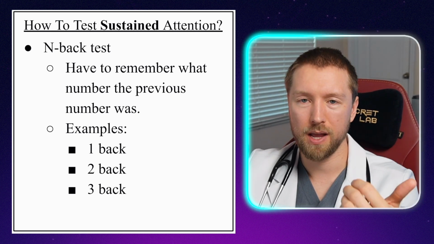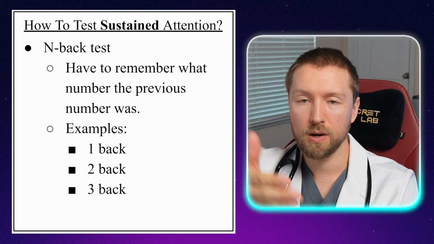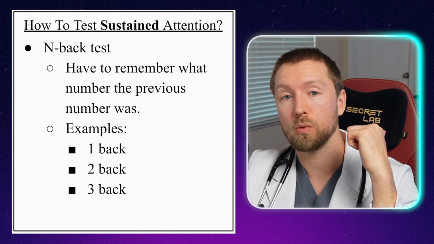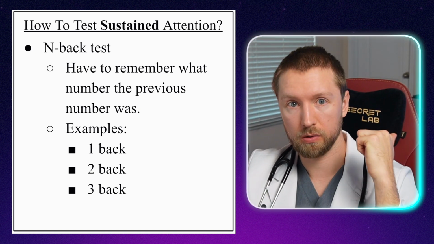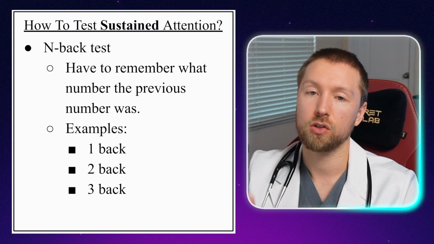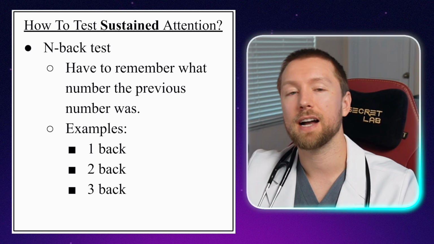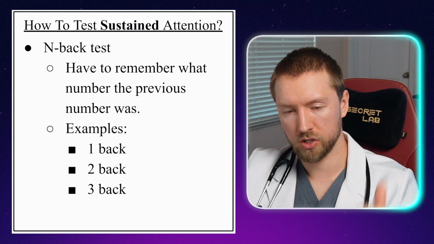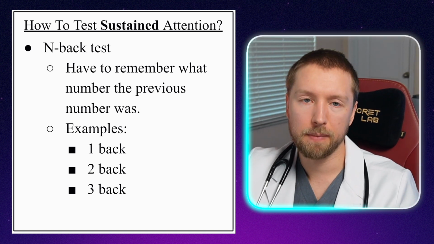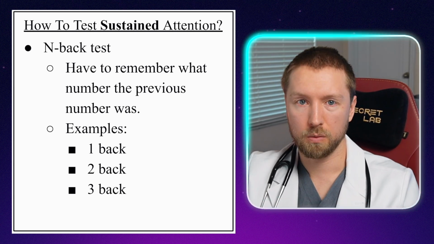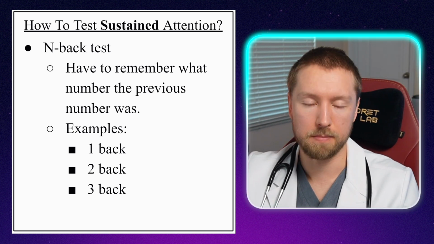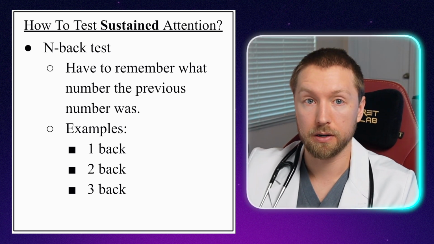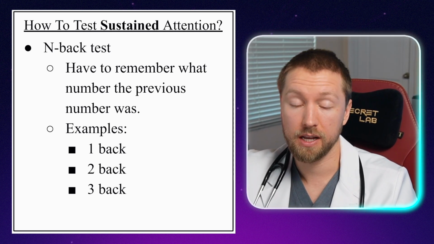If it's a 2 N back test, you'd be shown 2 different numbers, and then you'd be asked what the number was 2 numbers ago. If it's a 3 N back test, you'd be shown 3 numbers, and then you'd be asked what the number was 3 numbers ago, and so on. As you can imagine, it's a little easier when you're just in the 1, the 2, the 3 back, but once you get up to higher N back numbers, it can get pretty tough.